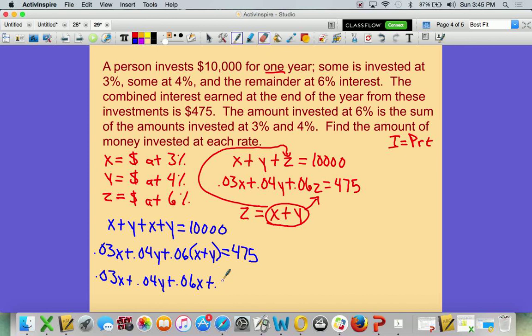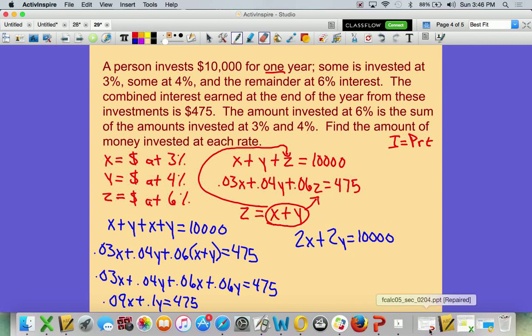0.06x plus 0.06y equals 475. And now we need to combine like terms. So we've got 0.09x plus 0.1y equals 475. Now we're getting closer. And with this one too, we can combine like terms, which we will right now. So we've got 2x plus 2y equals 10,000.